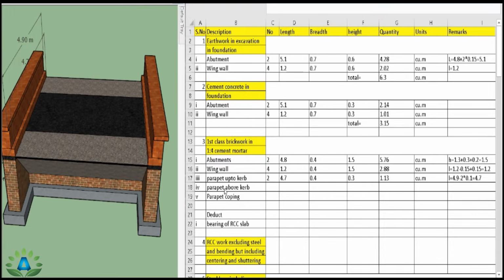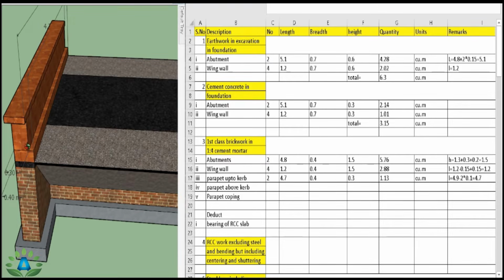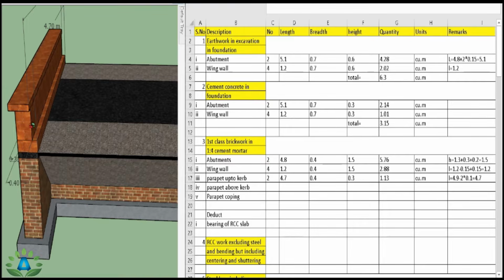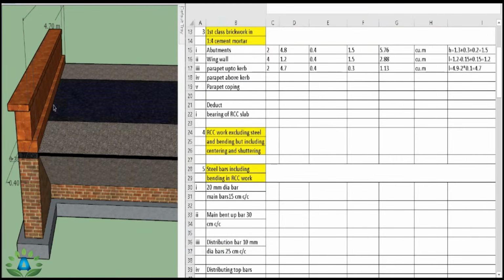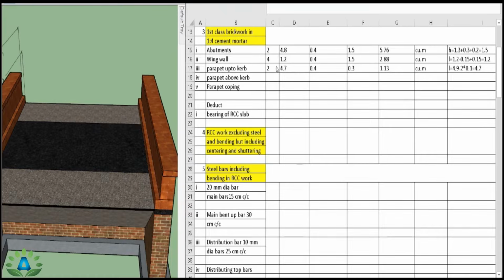Now we have to do this parapet above the curve. We consider this portion as the parapet above the curve because we have here a curved portion, and we have to calculate this length from this portion up to this portion. So we have two numbers of this parapet, from this side and from this side. So number equals 2.